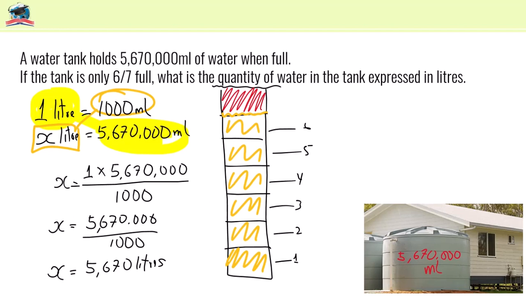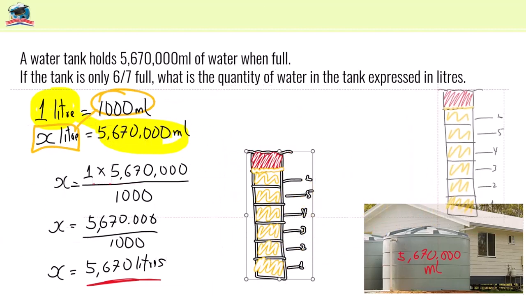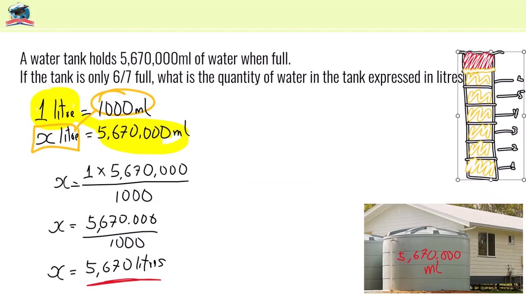So the question is saying, if the tank is 6 out of 7 full, what is the quantity of water in the tank expressed in liters? Beautiful. Now we've already converted it to liters. So all we need to do is some cross multiplication and get our answer. Let's do that. Now we're going to remove this tank. Why can't we just shrink it? Let's shrink it and bring it here. So that's our tank.